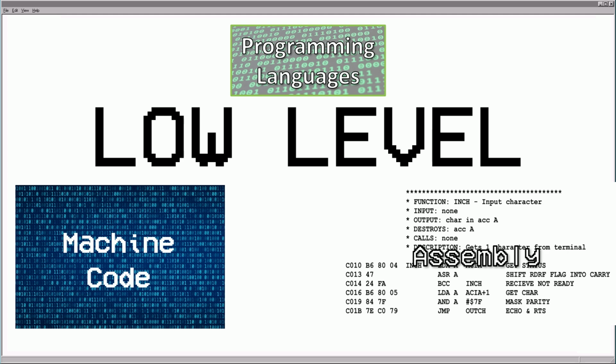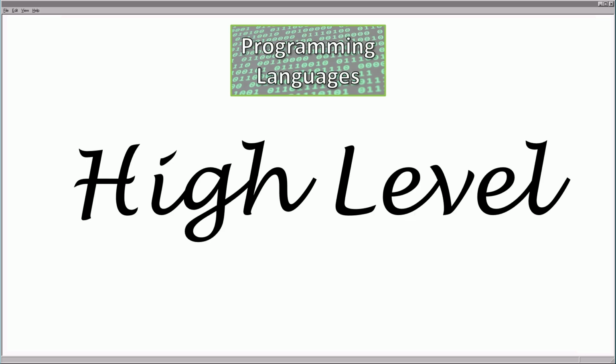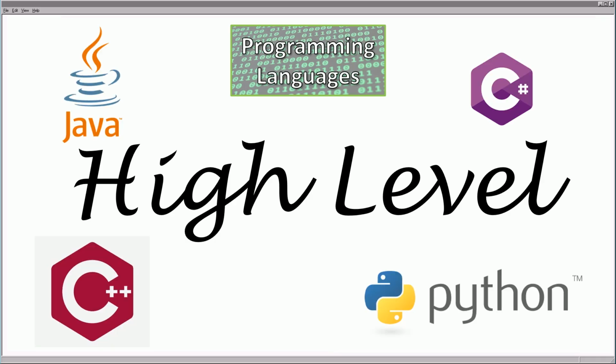Now, low-level languages are useful and they're very fast as they utilize directly the hardware, but they can be fairly difficult to use. This is why later on, high-level languages were developed. A high-level language is meant to mimic a natural language, and there are a lot of different high-level languages out there: Java, C++, C#, Python, all of those.